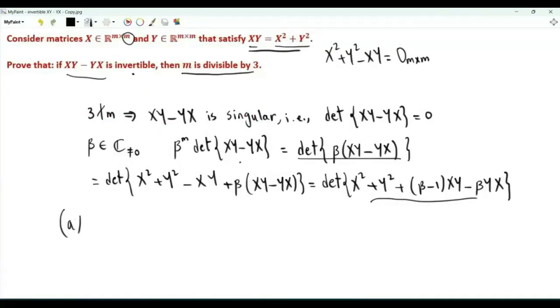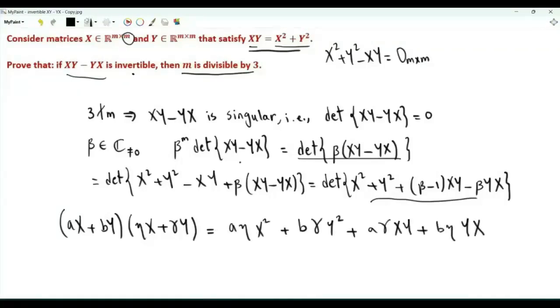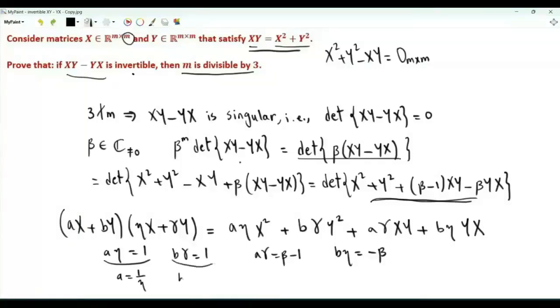Consider the product of the matrices aX plus bY and eta X plus gamma Y. Expand. Compare with what we have here. We should have a eta equal to 1, b gamma equal to 1, a gamma equal to beta minus 1, b eta equal to minus beta. From here, a is equal to 1 over eta. From there, b is equal to 1 over gamma.